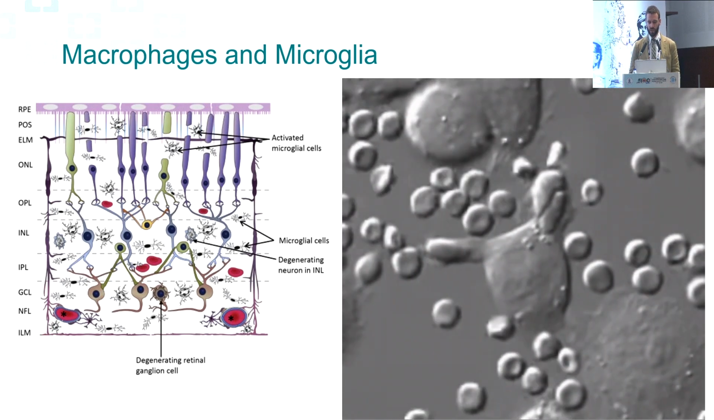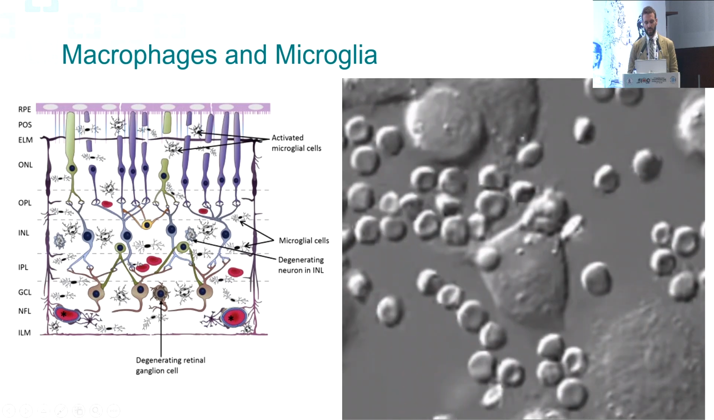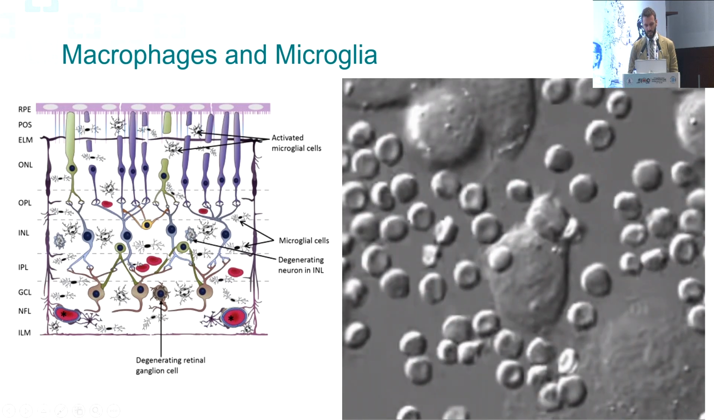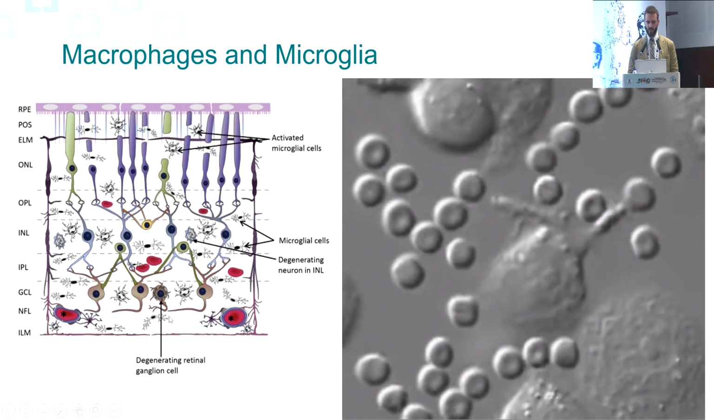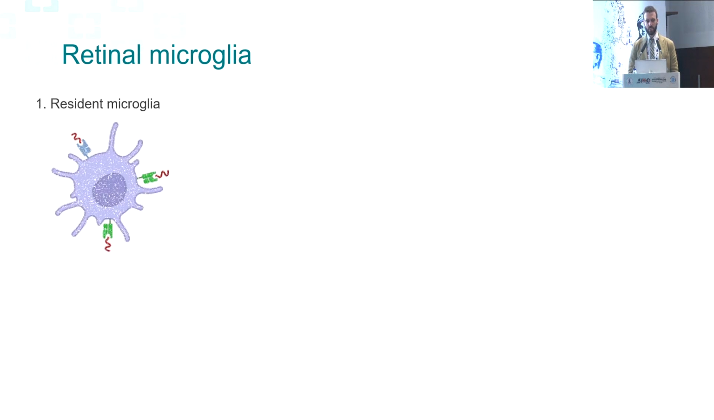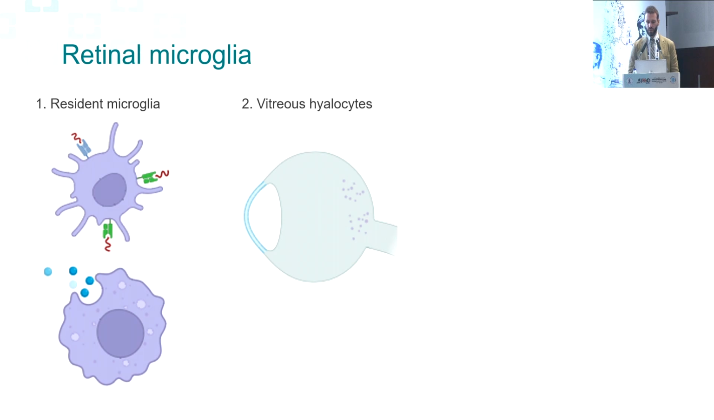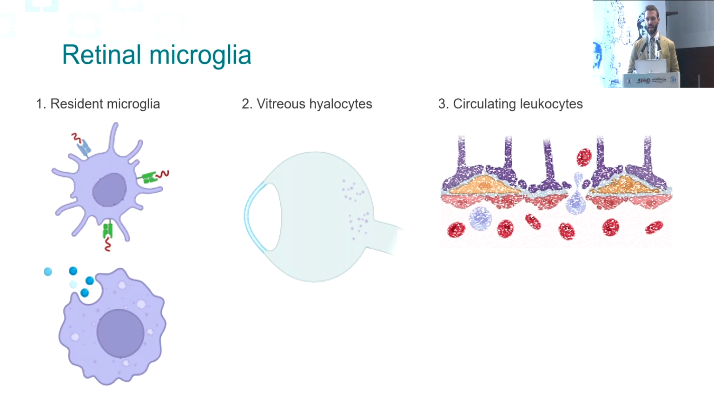This is a macrophage. Macrophages and microglia, they're part of your retina. They stay inside the retina, and then they go to the surface of the retina. Now, there are three types of microglia. The resident one that grabs the antigens and presents them, or macrophages as well that grab stuff from outside. You've got your hyalocytes, that are keeping the transparency of the vitreous, and you have leukocytes, which are very important for us because if you have inflammation in the eye, the leukocytes are coming.